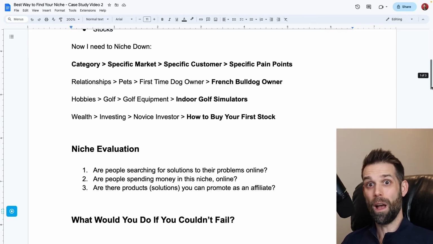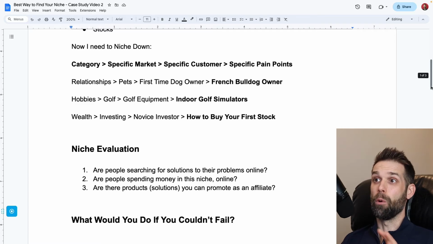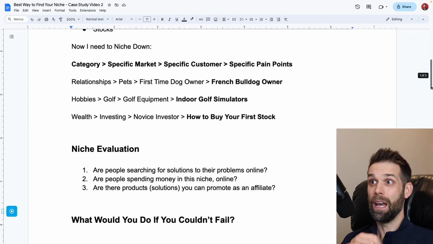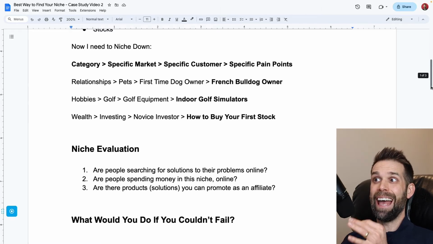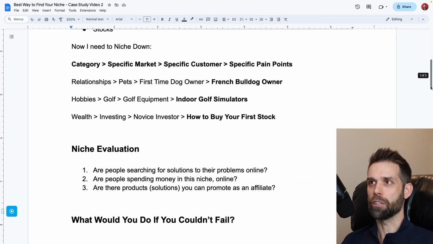The next is wealth, investing. You don't want to talk all about investing. You maybe want to talk about a specific customer that's a novice investor. And then you might want to talk about how to buy your first stock. So those are the three that stood out to me when I did this brainstorming exercise.